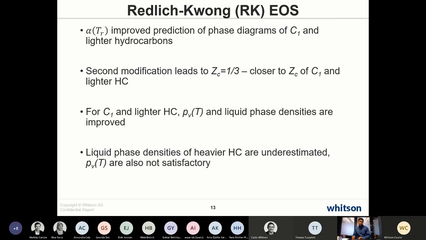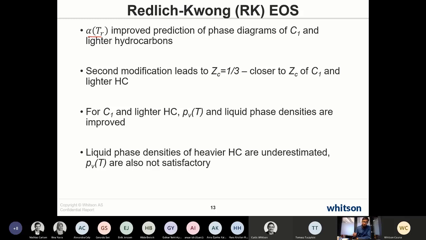The reason why this correction term was introduced was to improve the phase behavior, or the vapor pressure diagrams, of these lighter components, C1 and lighter hydrocarbons, because they were mainly interested in getting the right phase behavior of those components.